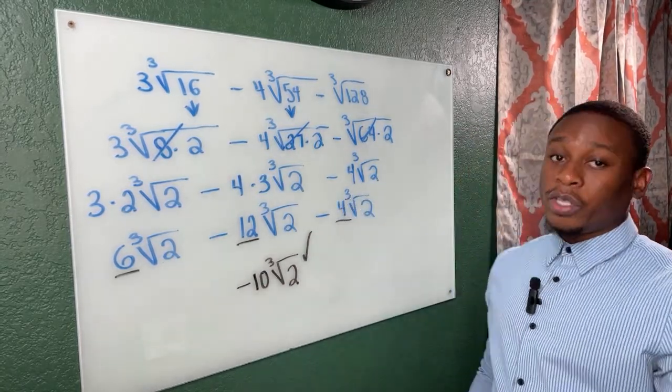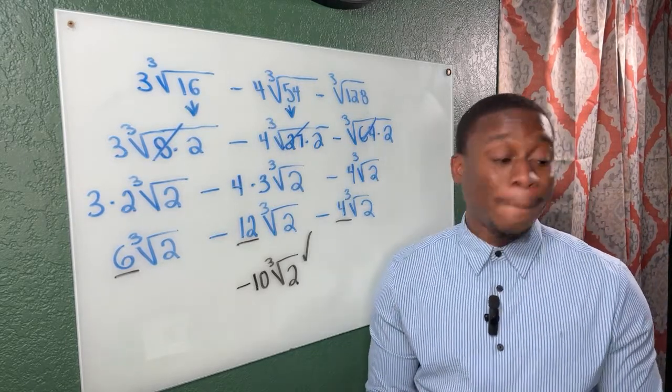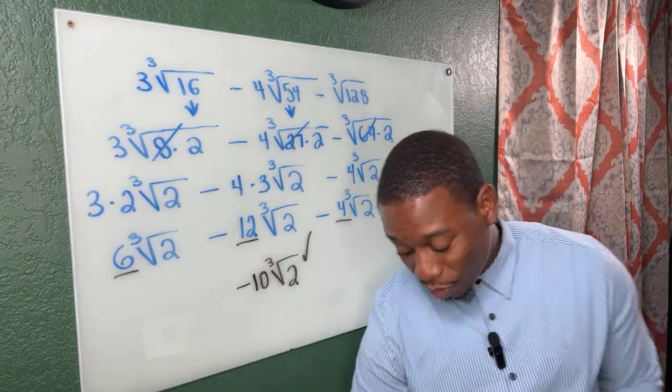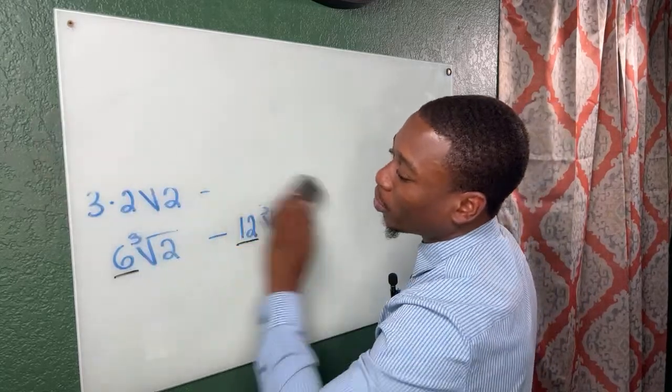Now, we're done with the adding and subtracting part. And like I said, I know this video has been long. I'm sorry about it, but we have to get this review. Now we're going to go over to multiplying and distributing radicals.